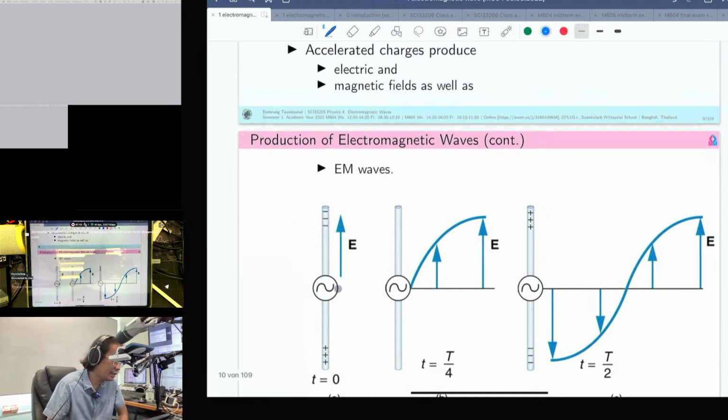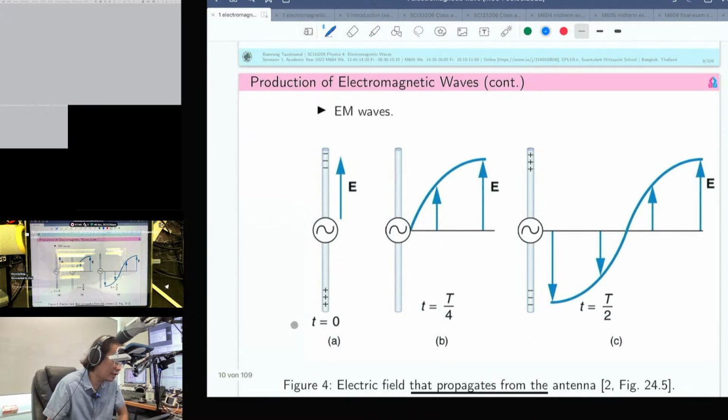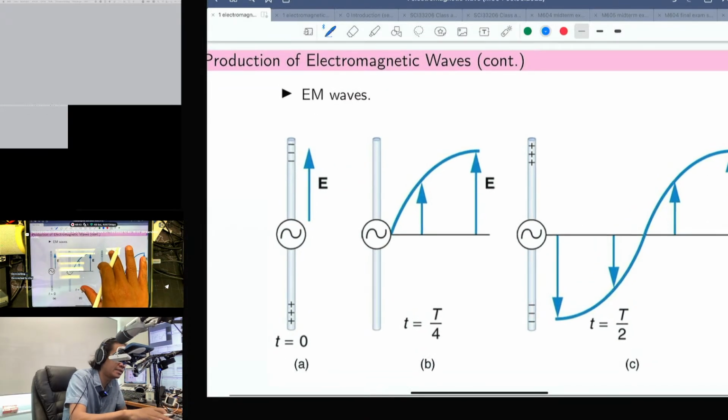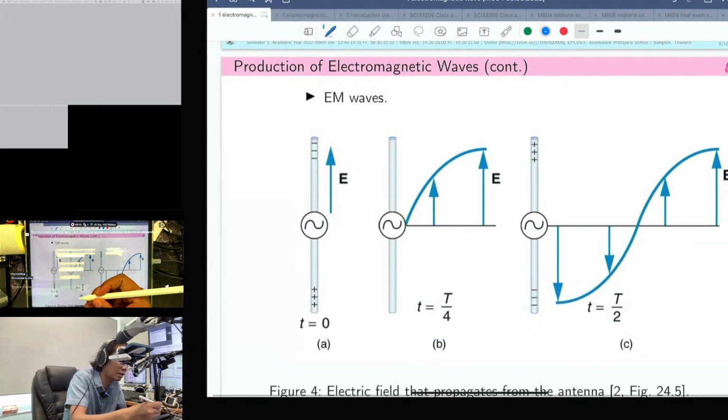At t equal to 0, let's say we capture the time, and we assume that at the beginning we have t equal to 0. And here is the long straight copper wire. And this is the symbol of the alternating current voltage source.